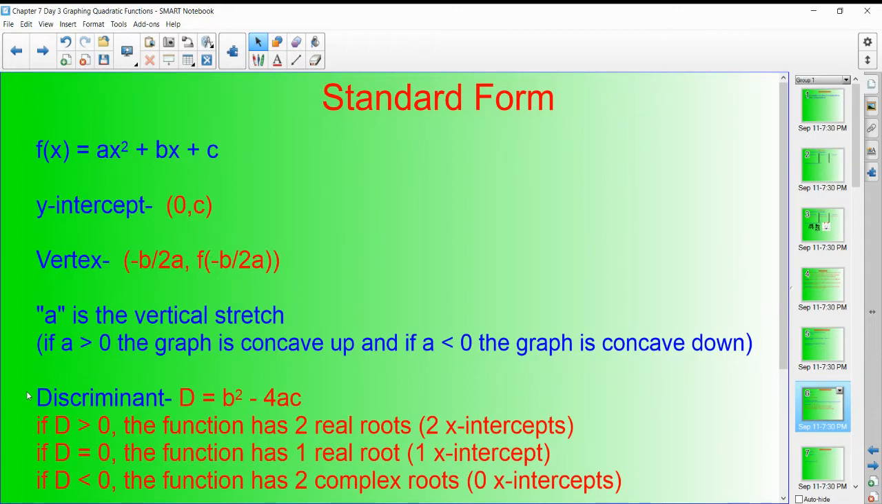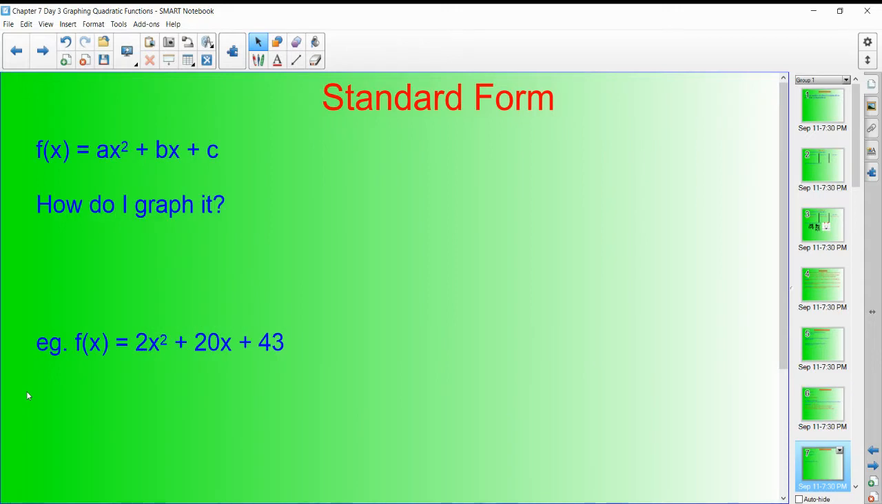So standard form, we can find a lot of information about a parabola, but the really important stuff we need is information for how to graph it. So think about, if I told you to graph a parabola, what is the most important information you think you'd want to know?